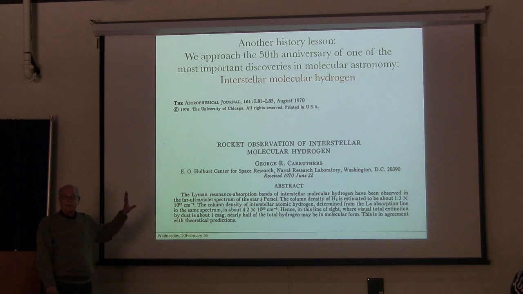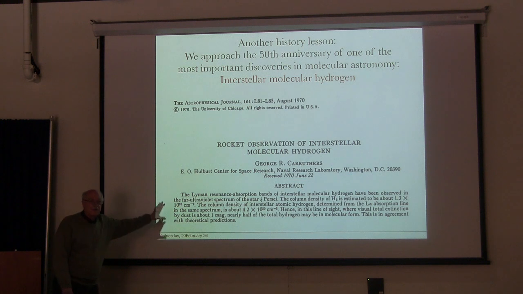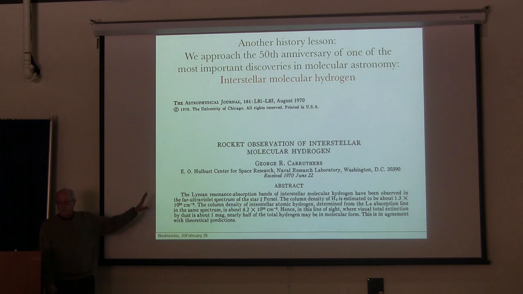The hydrogen molecule. Now, it was not a surprising discovery because already in 1970, 50 years ago when this happened, it was not unexpected that there would be a large amount of easily detectable H2 if you could get an ultraviolet spectrum above the Earth's atmosphere. Well, George Carruthers was the first one to do it. And I think this paper is remarkable for several reasons.